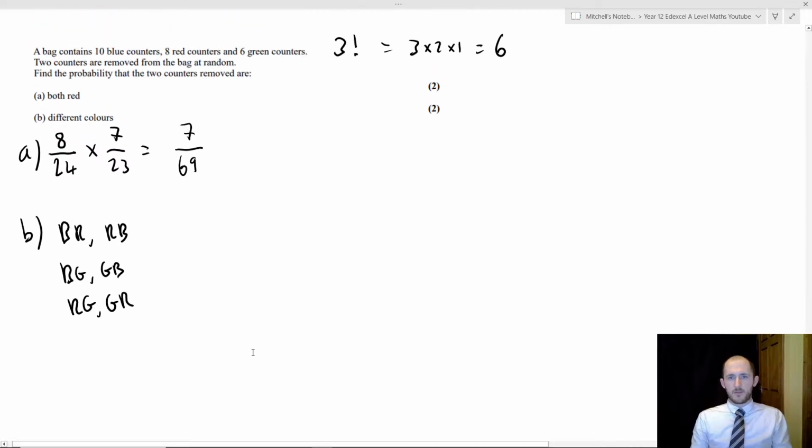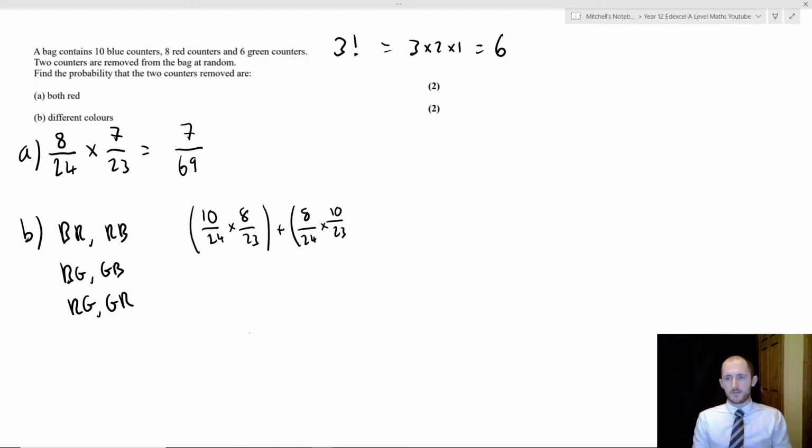So to get a blue-red, let's probably add that one first. Blue-red would be 10/24 times 8/23 plus red-blue. This is going to be extremely tedious. 8/24 times 10/23 plus blue-green. Again, some of these are going to be exactly the same, right? Which is completely fine.